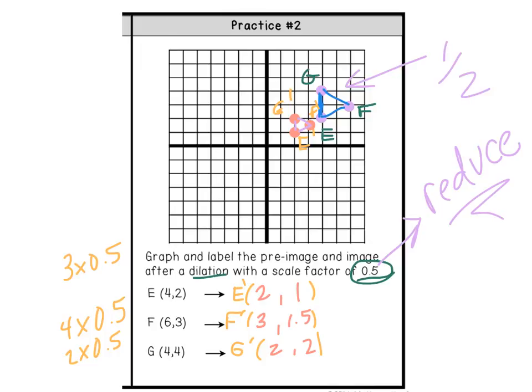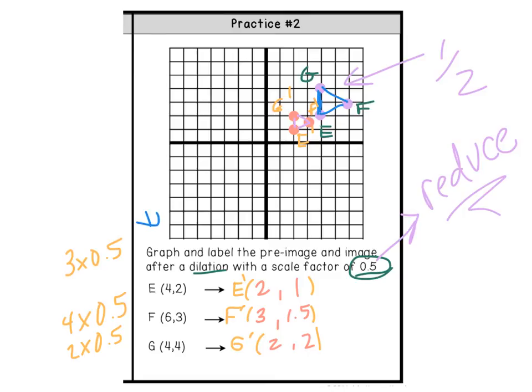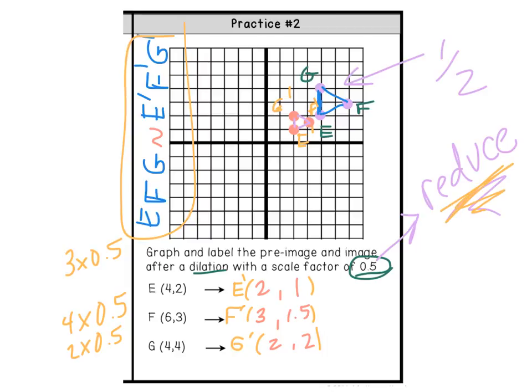Let's write our similarity statement. So E, F, G. Do you remember the symbol? It is just a single squiggle. That means it's similar. Okay, and again, when it's similar, that means it's the same shape, but it's a different size. It reduced in size. All of the angle measures, though, inside will be the same. They'll be congruent, but the side lengths will be in proportion.